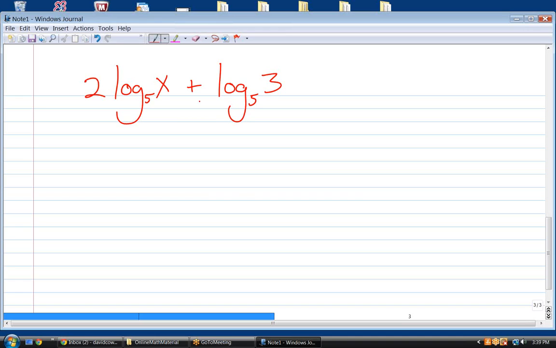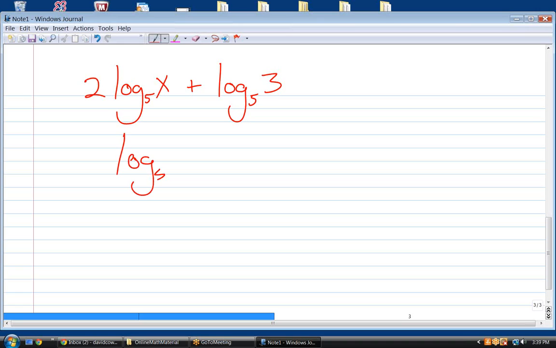And notice you can't do anything with condensing or expanding unless you have the same base. In other words, if this was log base 7, I would not be able to do anything with this. But since they're both log base 5, what's the first step? What can I do with this 2 over here? You can make that into an exponent.